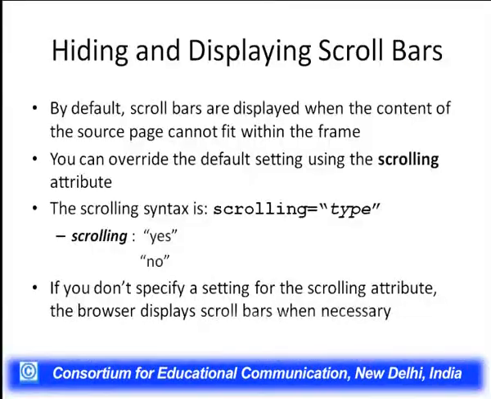Or you can give another option like auto. Auto means that the scroll bar will appear if the browser sees that there is a need for it, or otherwise it will not put one. So, auto means the browser will automatically decide whether there is a requirement or not. By default, scroll bars are displayed when the content of the source page cannot fit within the frame. We can override the default setting by specifying the scrolling attribute, and you can give scrolling equal to yes, scrolling equal to no, or scrolling equal to auto.